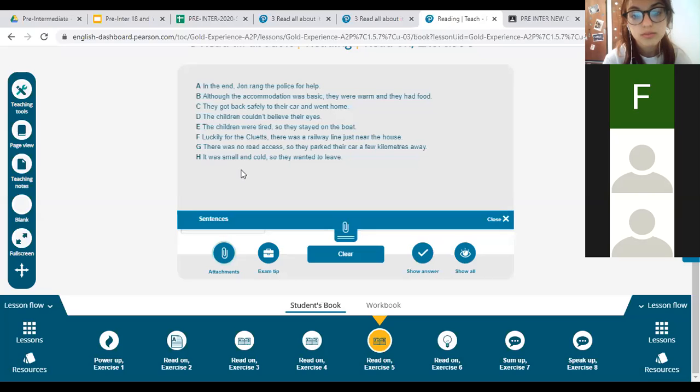They got back. There was a road. They are describing the cabin. They are describing how to get to the cabin. What do you think?